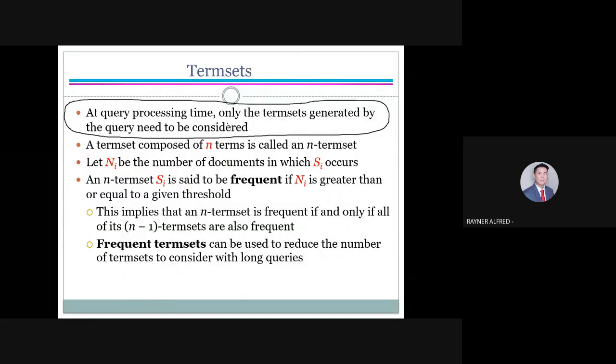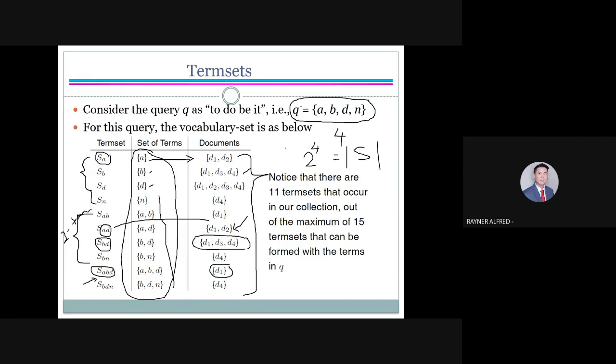At query processing time, only term sets generated by the query are considered. So we are looking at the query here, how many symbols we have, 4. So based on this generation, we only have 11 term sets out of 16.